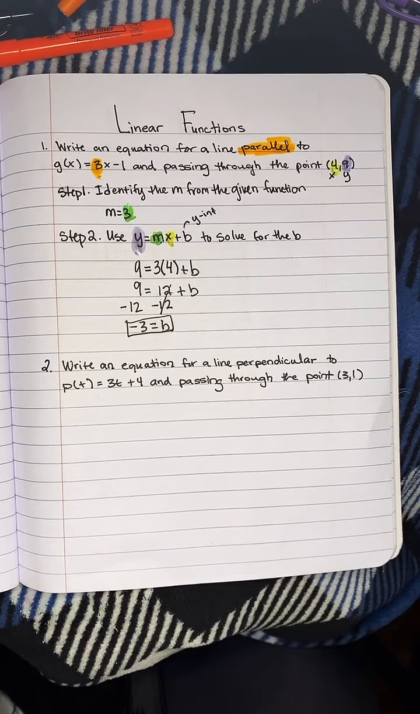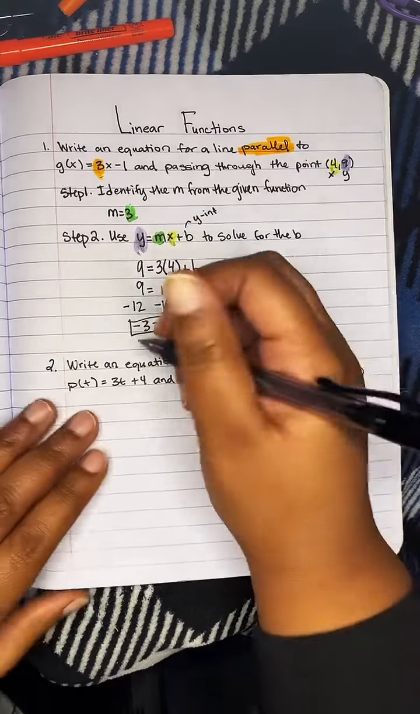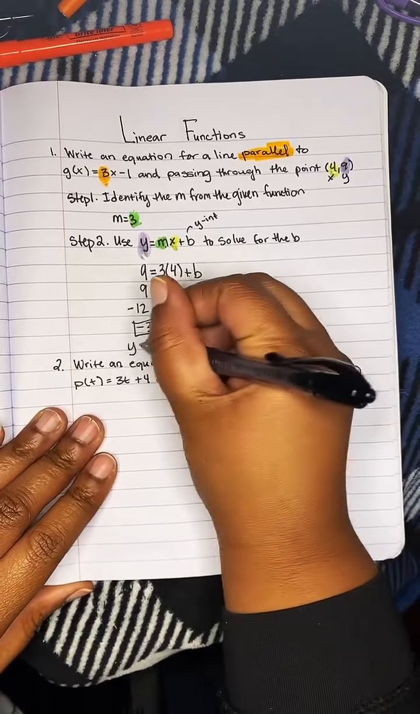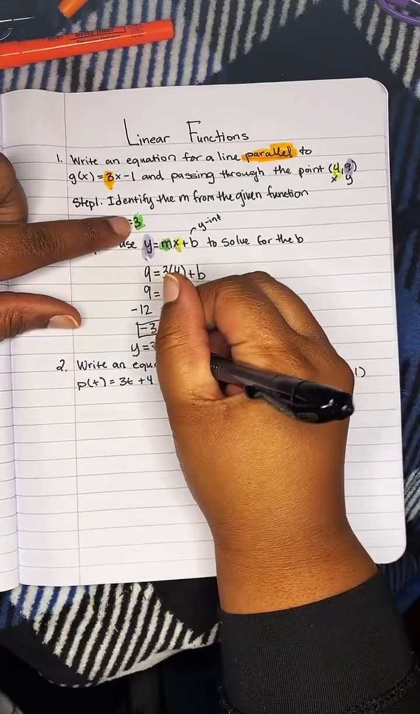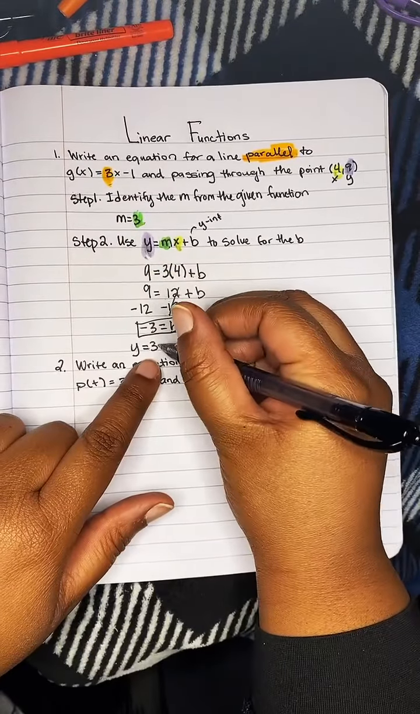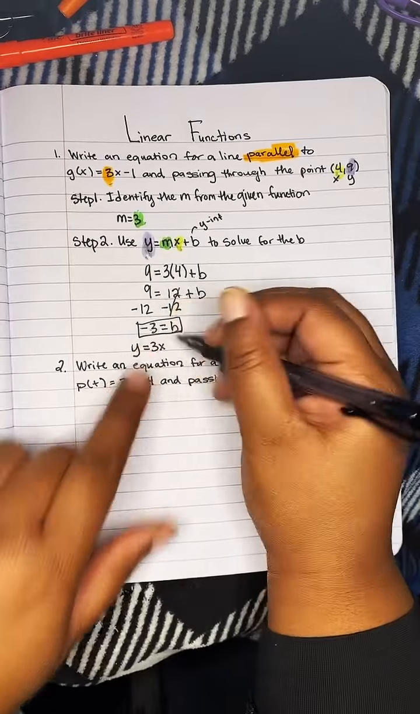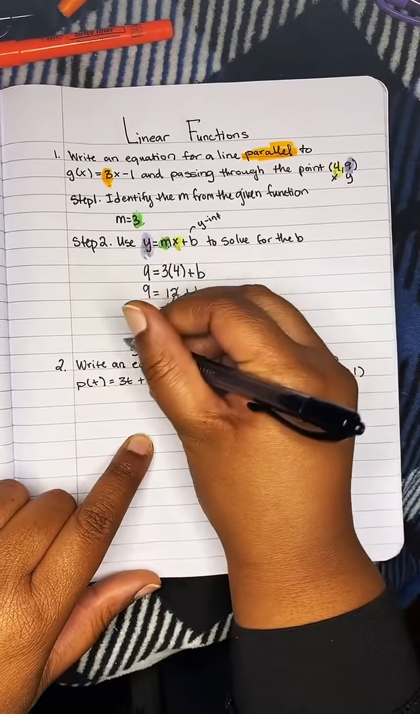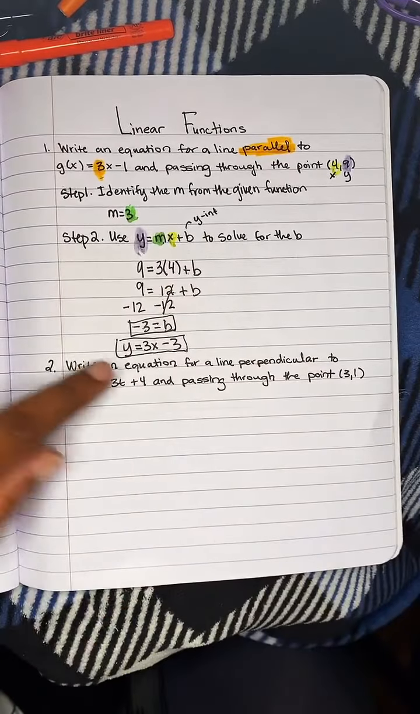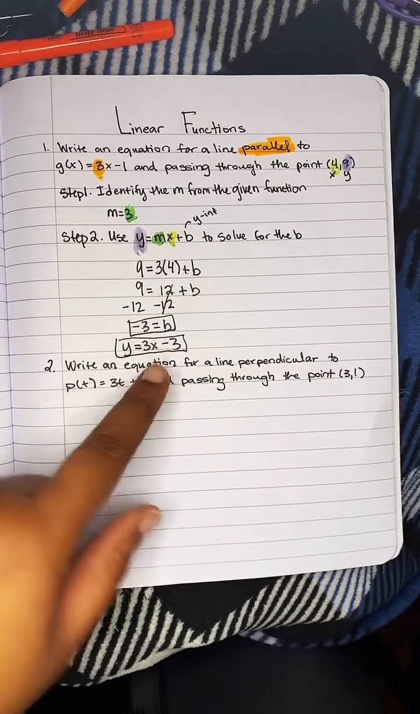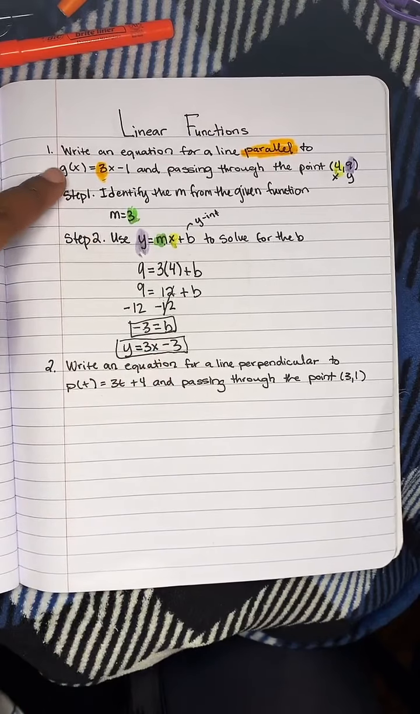Okay, so y equals 3x minus 3. Perfect. Y equals, remember I'm writing my m, which is 3. What goes next to the m? X. Well, then we write our b, minus 3. And this equation is parallel to this equation.